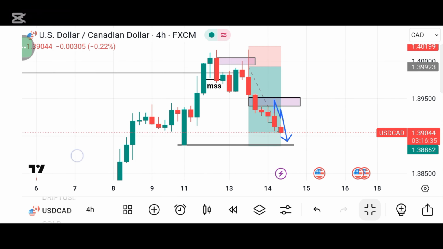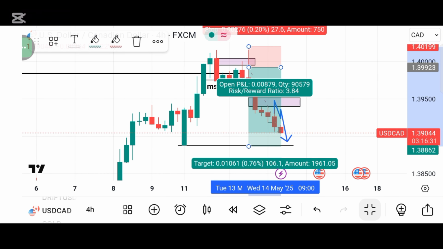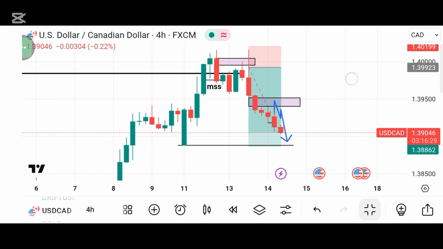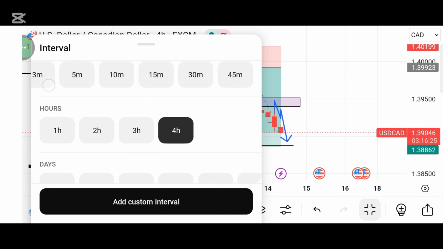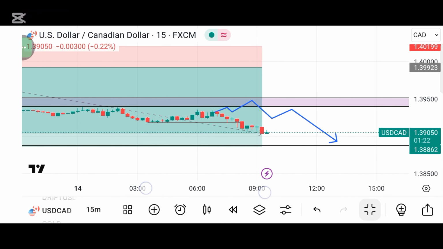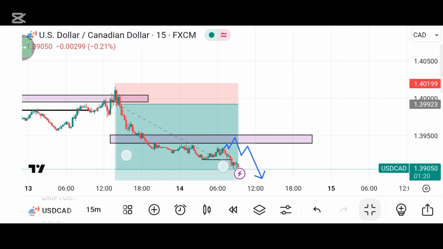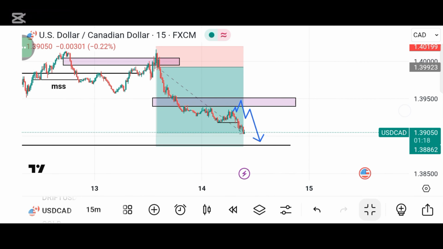Then yeah, I'm still expecting price to take profit, and this is almost 1:4, which is a very good one. That's one thing I like about ICT. When you get a good trade, it's going to give you a good risk to reward. So yeah, this is where I'm going to end the video.